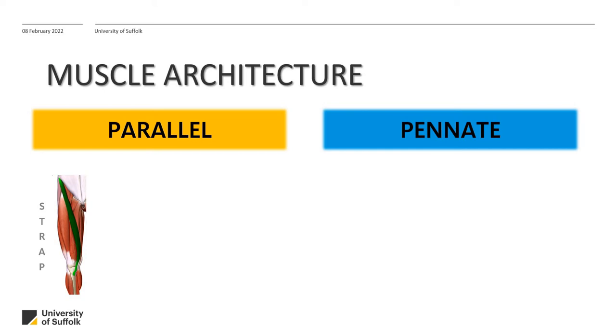the cobbler's muscle or the tailor's muscle, depending on which book you read, because if you sit upright with your knees bent to 90 degrees and your feet placed on the ground, and then cross your legs, bring one leg up over the other, that is the primary role of the Sartorius.